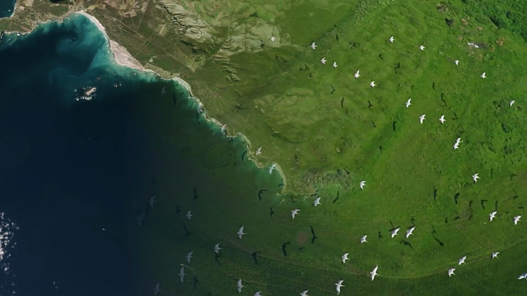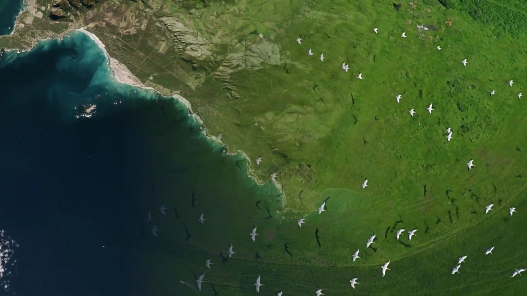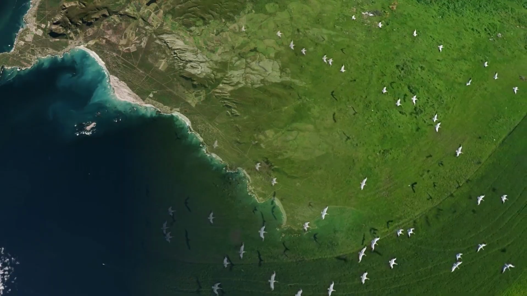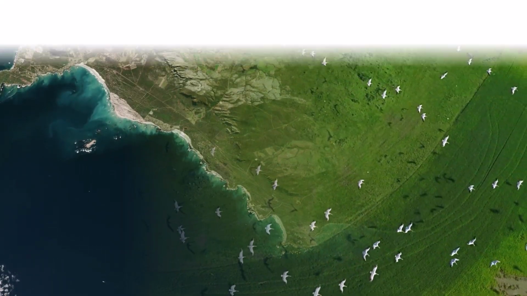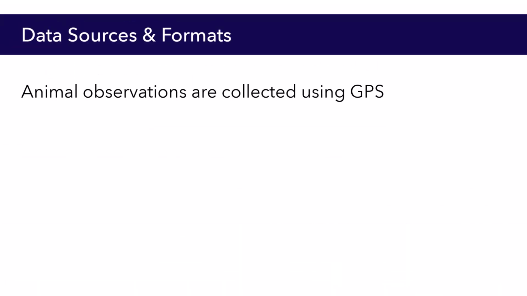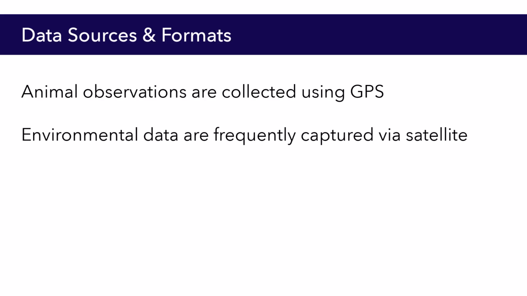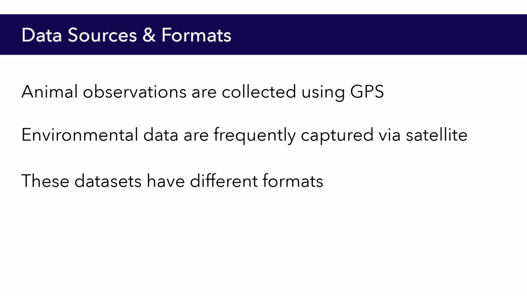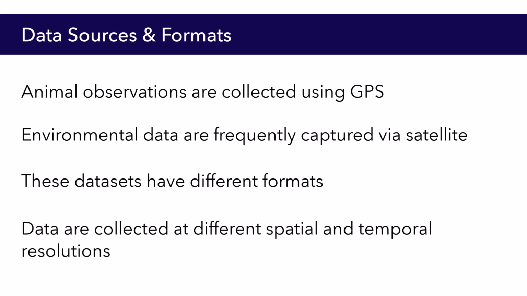Movement observations and environmental data are collected from different sources. For example, we collect movement observations using GPS tracking and record environmental variables using satellite imagery. Therefore, these datasets come in different formats and structures, and they are often collected at different spatial and temporal resolutions.